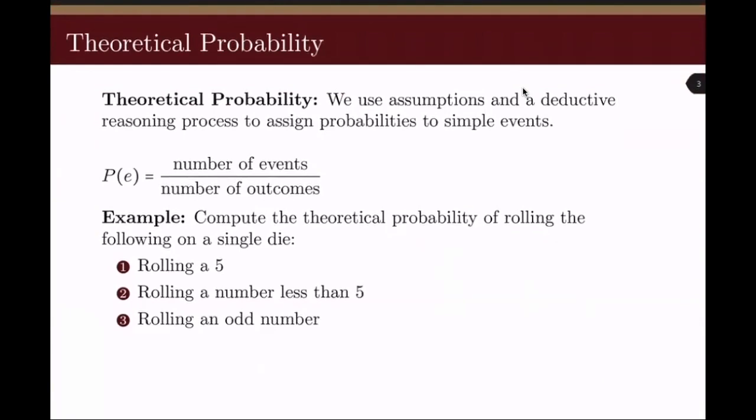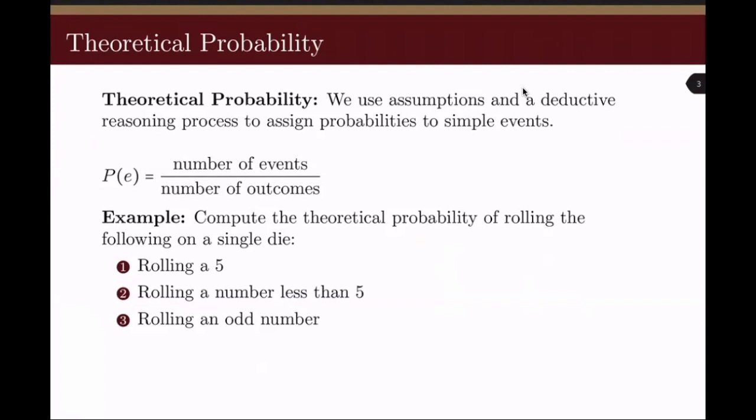Theoretical probability is when we use assumptions in a deductive reasoning process to assign probabilities to simple events. That's exactly what we just did with the coins. We assumed that the coin was fair, and when we toss it, we have a 50-50 chance of landing on either heads or tails. So the probability of an event E is going to equal the number of events divided by the number of outcomes.